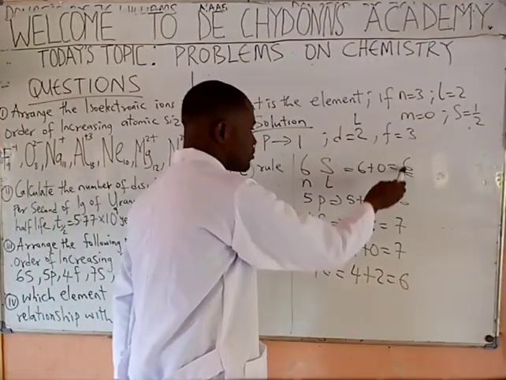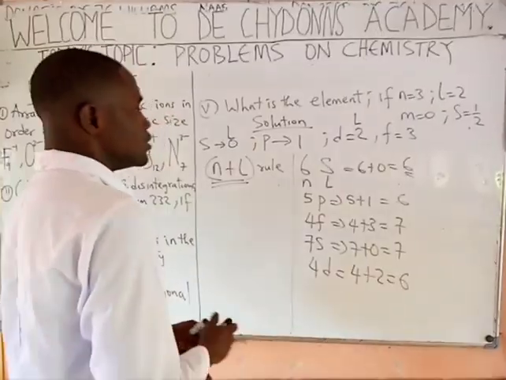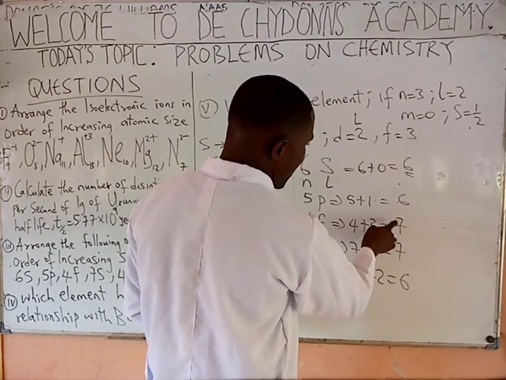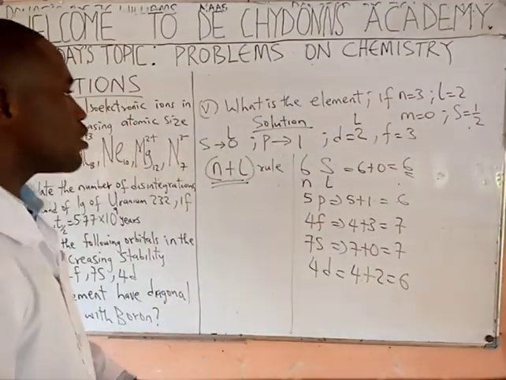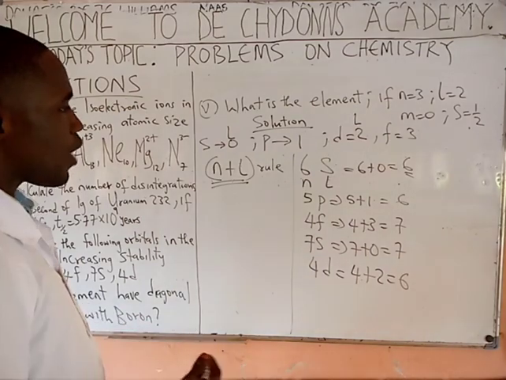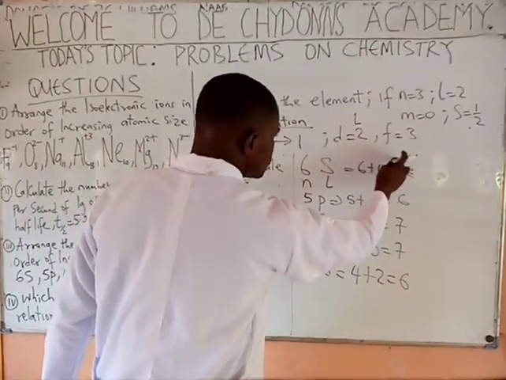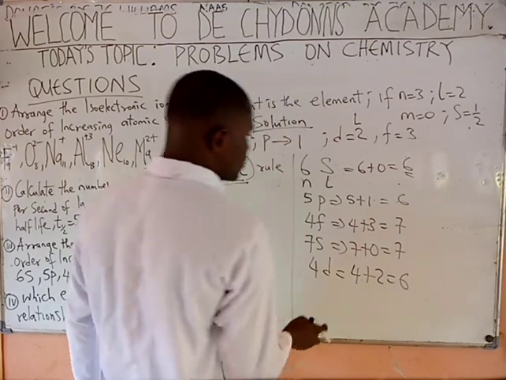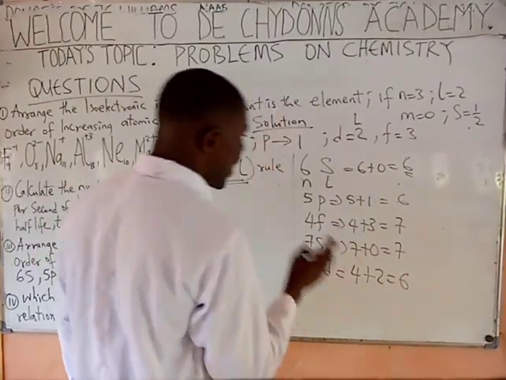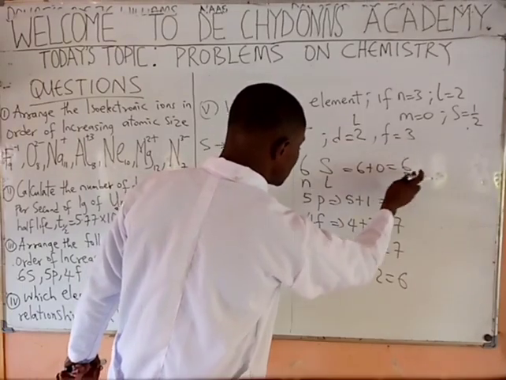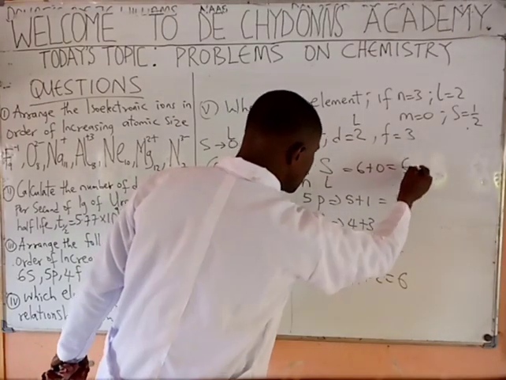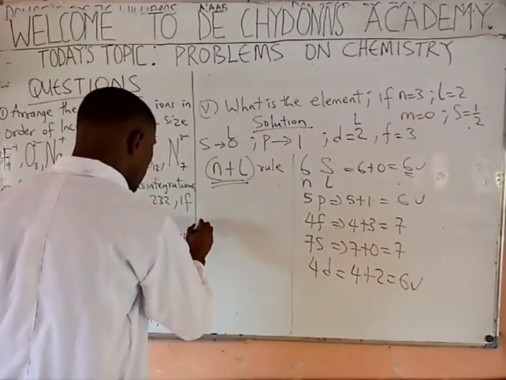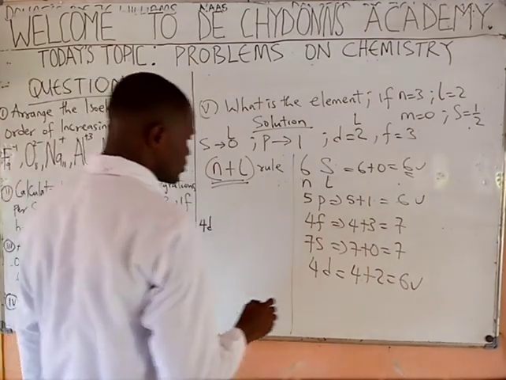Now, you can see there are some that are the same. These three have the same energy. How do you know the one that has lower energy? When two or more orbitals have the same energy, the one with lower n is the one that has lower energy. Between these, the one that has lower n is 4. So 4d has the lowest energy.